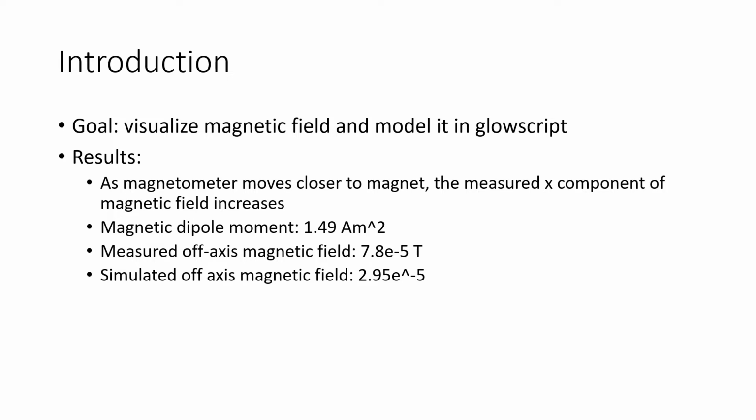The results: as the magnetometer moves closer to the magnet, the measured exponent of the magnetic field increases. And the magnetic dipole moment, we will find, is 1.49 amp-meter squared. The measured off-axis magnetic field is 7.8 × 10^-5 T, and the simulated off-axis magnetic field is 2.95 × 10^-5 T.